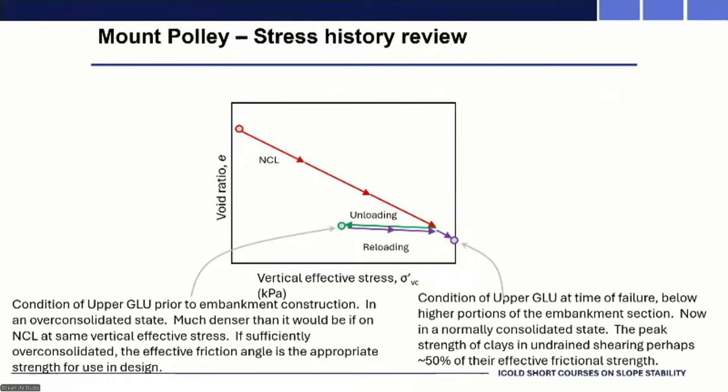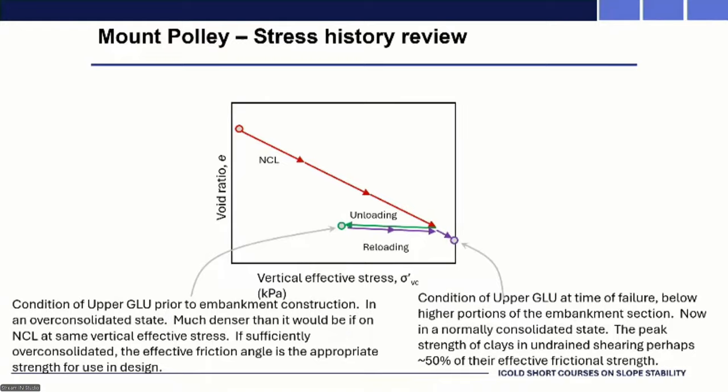So let's look at the little bit of text on the left-hand side. We've got the unloading, the reloading. The left-hand circle, speculatively, hypothetically, that's the condition of that layer prior to the construction of the embankments. Much stiffer than it would be if it is on the normal consolidation line at that same vertical effective stress. And if you project that point upwards where it intersects the NCL, it's much stiffer than it would be at the same value of effective vertical stress.